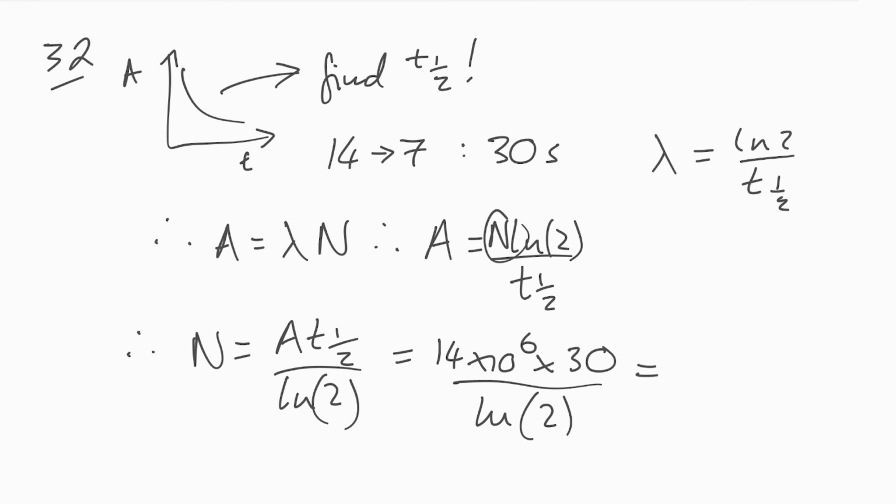And then we're going to multiply that by 30 and then divide by log 2. And that gives me 6.06 times 10 to the 8. And that is just a number. So it looks like the answer is going to be D.